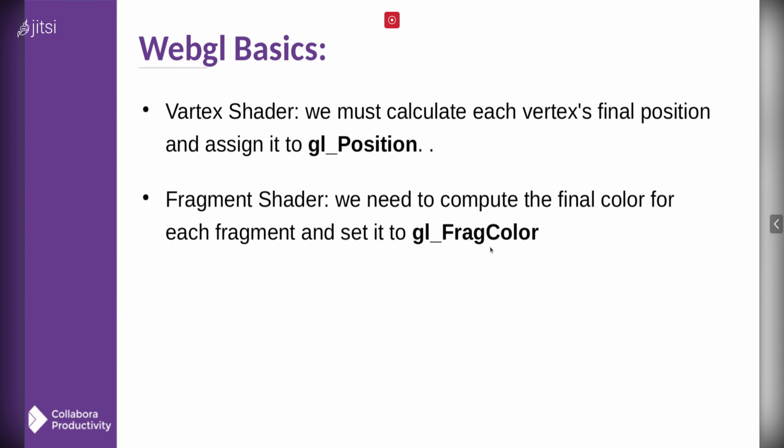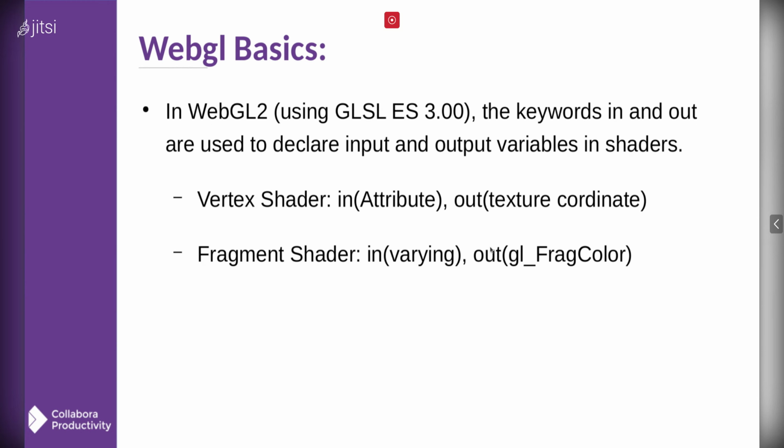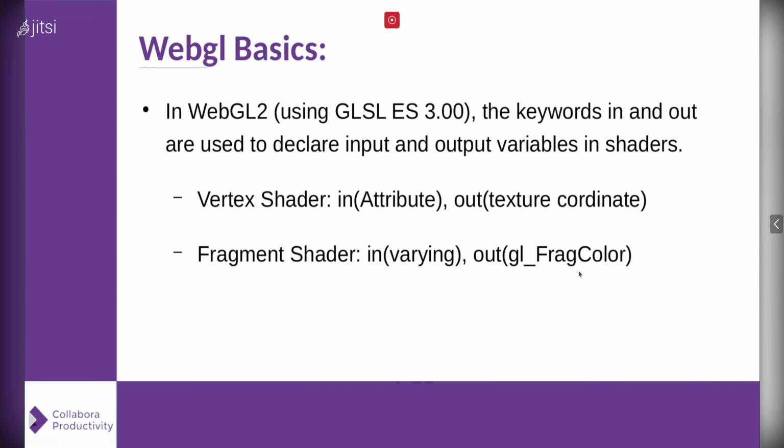Now in every shader, we must calculate each vertex's final position and assign it to gl_Position for a vertex shader, and for a fragment shader, we calculate the final color and assign it to gl_FragColor. What I talked about previously is supported for WebGL 1, but for WebGL 2 we have in and out. For the vertex shader, in is attribute and out is the texture coordinates, and for the fragment shader, in is varying and out is the fragment color, and we'll see in the program how it works.